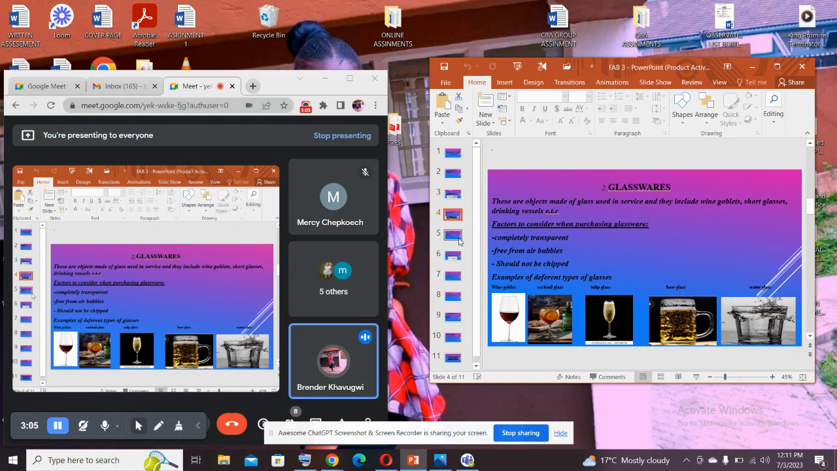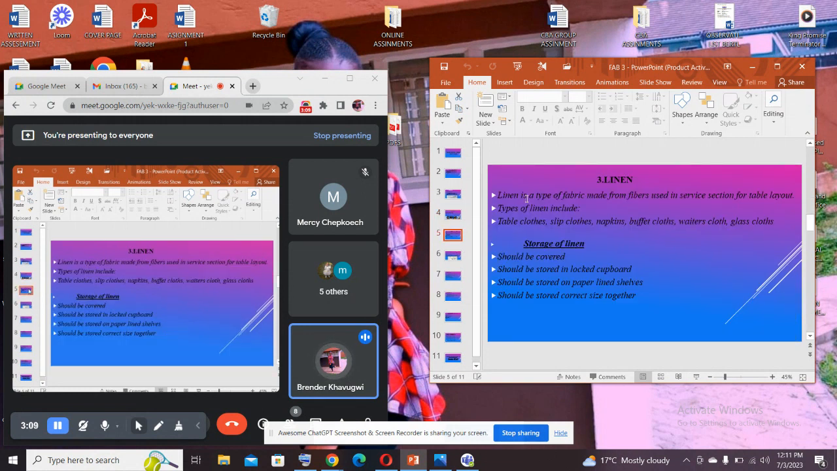And so another type of service equipment is the linen. And linen is just a type of fabric made from fibers and is used in the service section for table layout. We have the types of linen. We have the tablecloth, the slip cloths, the napkins, the buffet cloths, and the waiter's cloth.